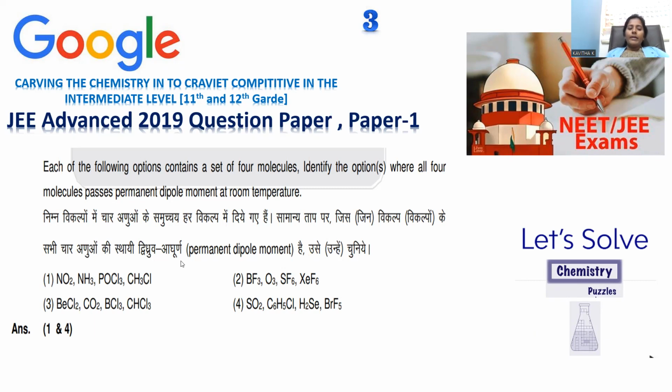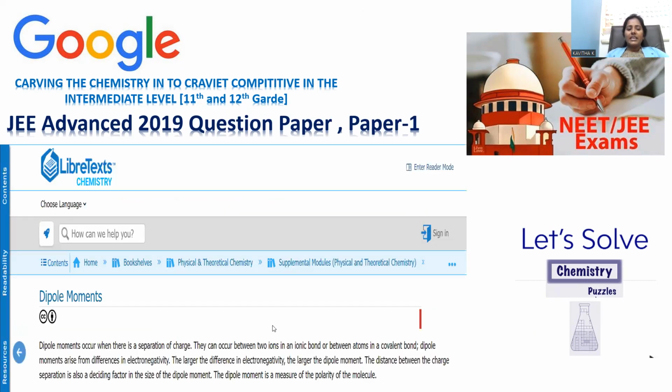Fine. So among four options, the molecules which have permanent dipole are mentioned in option number 1 and option number 4 as well. Let's see in detail what is meant by dipole moment. The concept is collected from a textbook on chemistry.